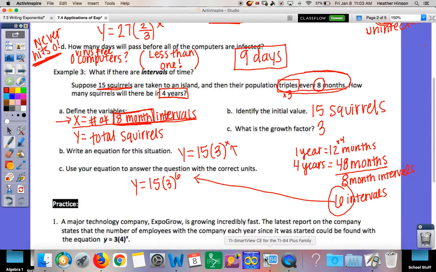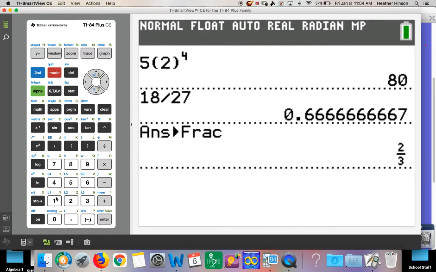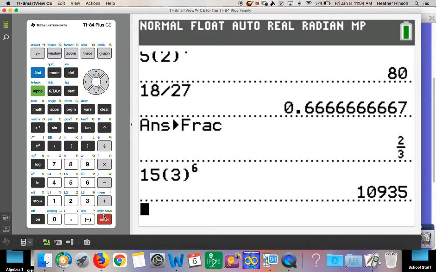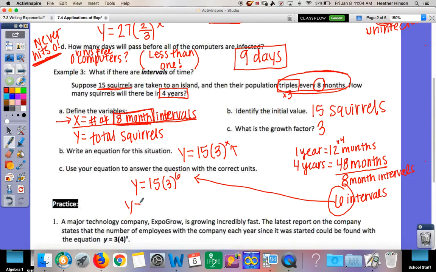And then we just plug it in. So we got 15 times 3. Put your exponent as 6. And we have 10,935. So in 4 years, with it changing every 8 months, we're going to have 10,935. What's your correct units? Squirrels. That's it.